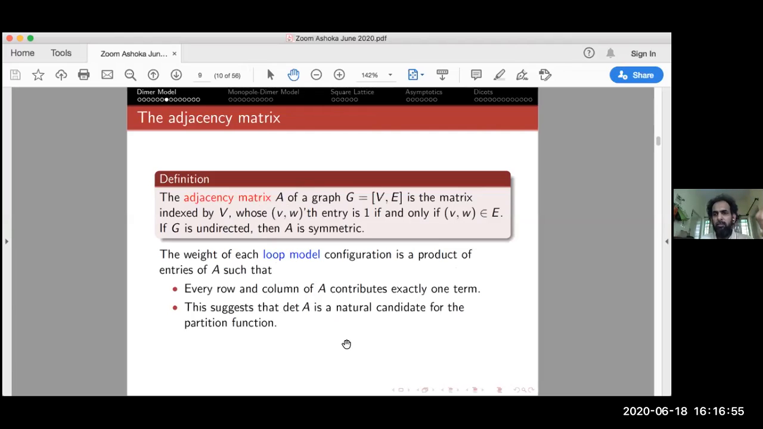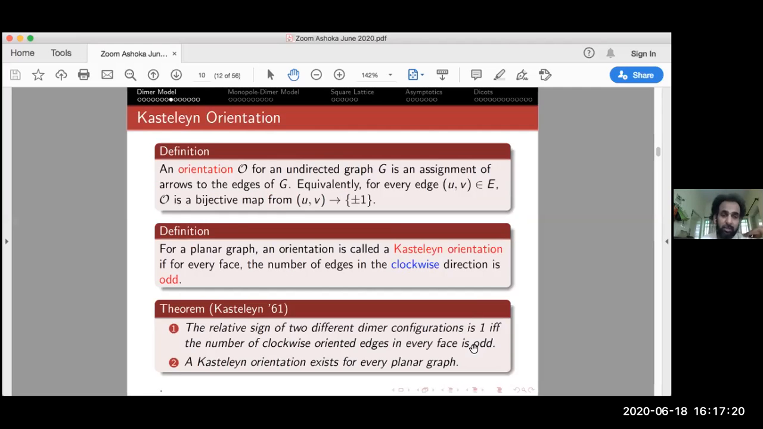What is the problem? The problem is that if you remember, the determinant comes with a sign, and what we want is the sum of all perfect matchings. You don't want a signed sum. You want all terms to contribute with the same sign. So this is the issue. Kasteleyn also resolved this issue.